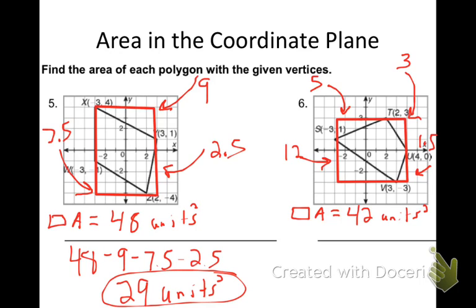1.5. And then I subtract all those. So 42 minus 12 minus 5 minus 3 minus 1.5 gives me what, sir? 20.5 units squared. Nice job. And again, we can do all that by subtracting and using those composite figures.